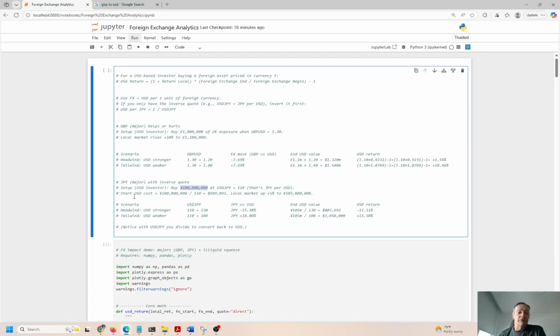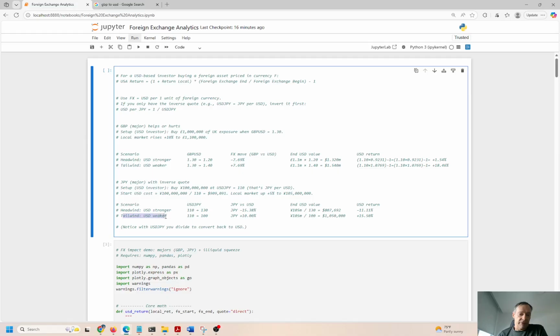So we start with the USD cost. That would be 100 million divided by 110. Now in this case, you just saw it's 220, so it's a little bit different now. These numbers are a little bit dated. This would be about 500,000. The local market is up 5% to 105 million. So if you go from 110 to 130, the Japanese yen is depreciating about 15.38%. So 105 divided by 1.30, this is the ending value. Remember, that's how you do the math. You have 800,000 and you started with 900,000, right? So you made negative 11.11% return.